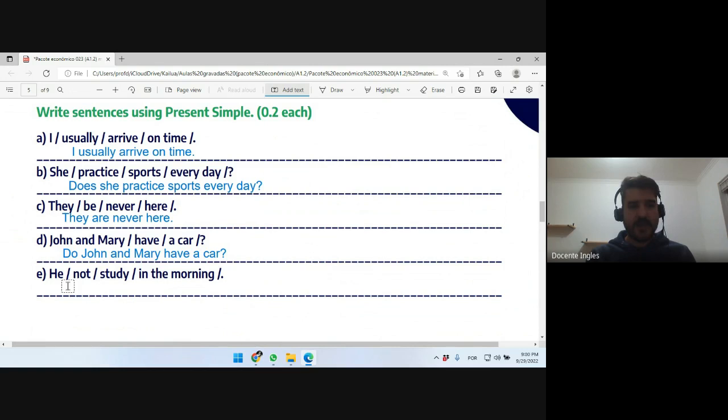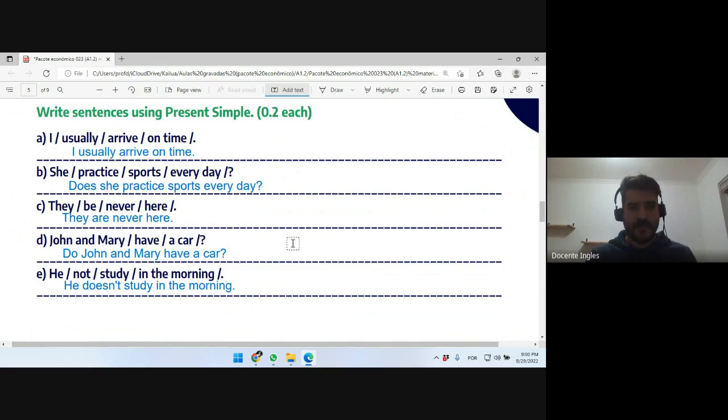And the letter E, he not study in the morning. So in this case, we have a negative. Negative, we need the auxiliary. For here, the auxiliary is does. And when we connect, he doesn't study in the morning. Okay, or he does not study in the morning.